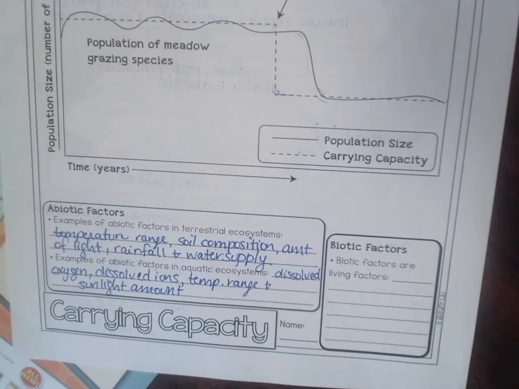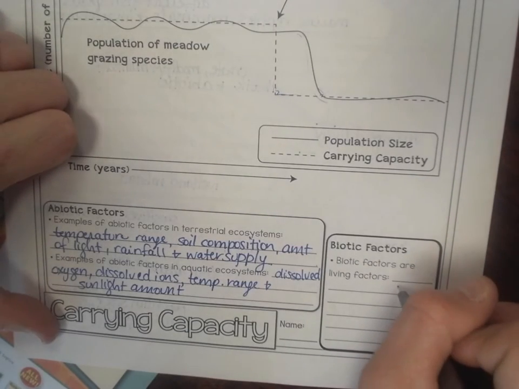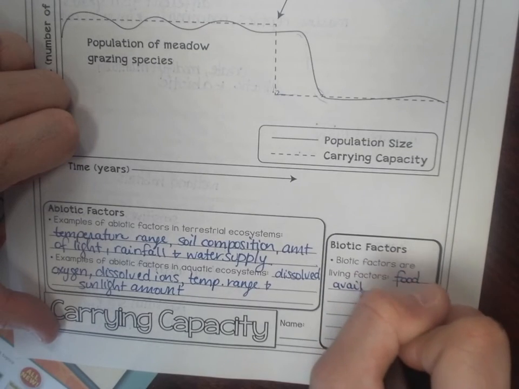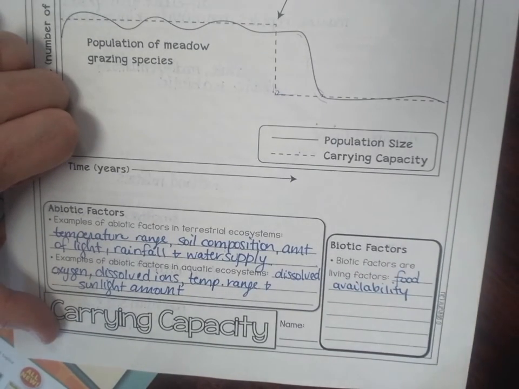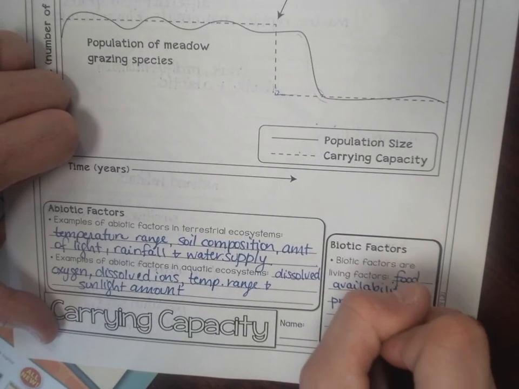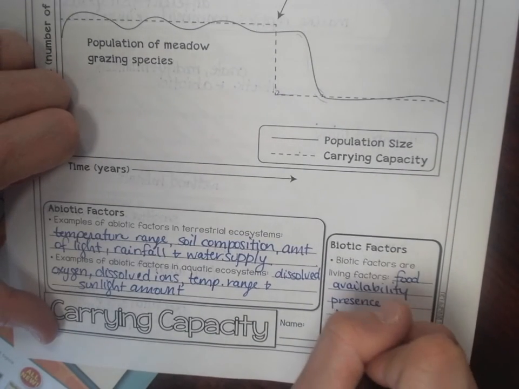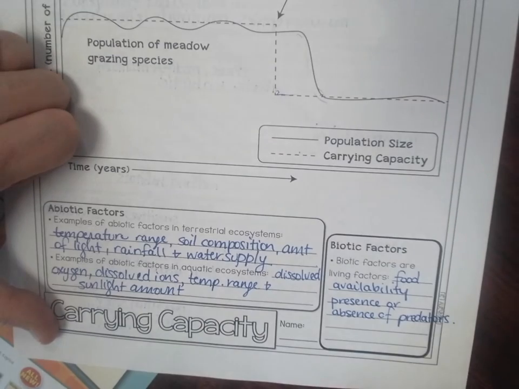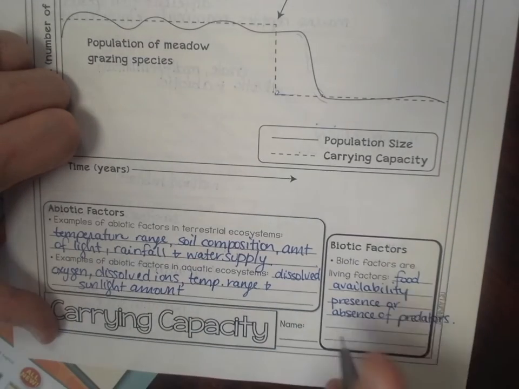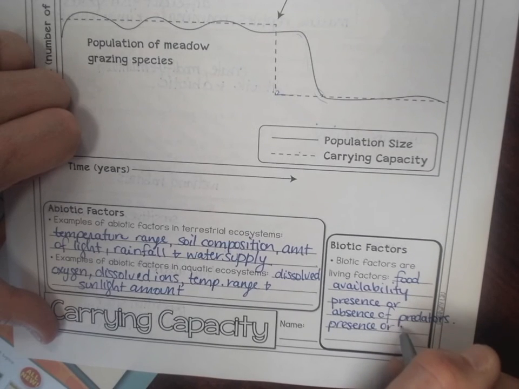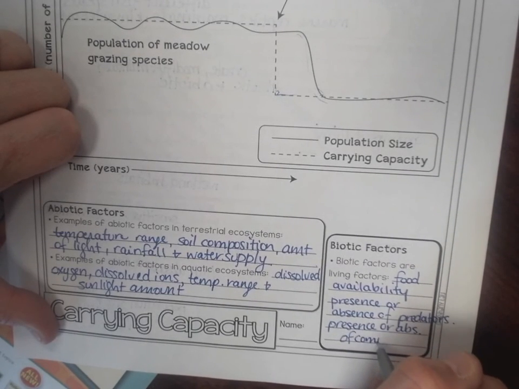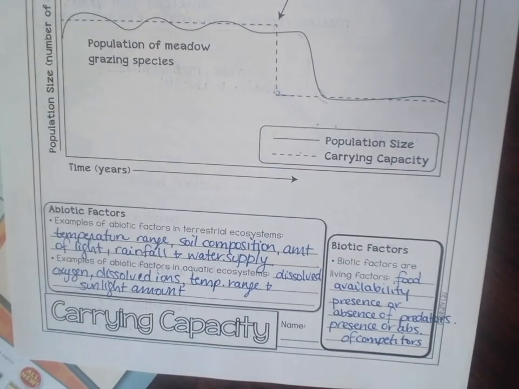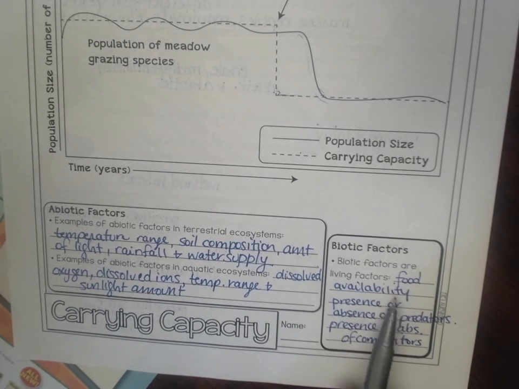And then biotic factors include food availability, so that's what they eat, the presence or absence of predators, and the presence or absence of competitors. So those are abiotic and biotic factors. So the biotic factors are the living ones because the food is living. They either eat plants or animals, the presence of predators, and the presence of competitors.